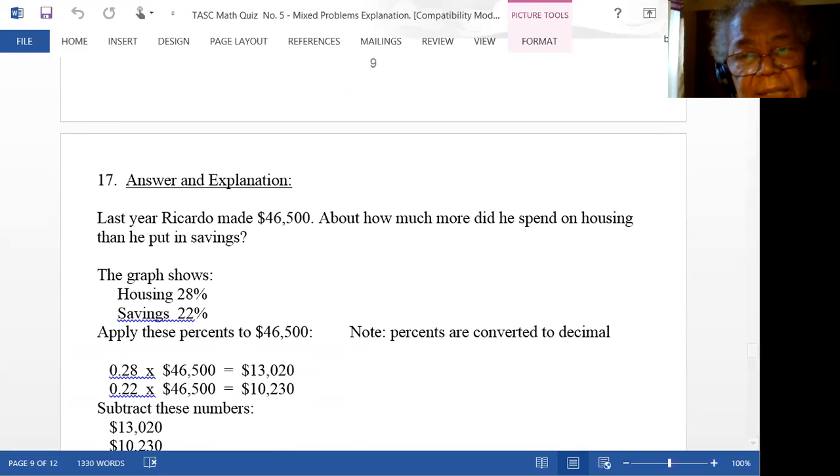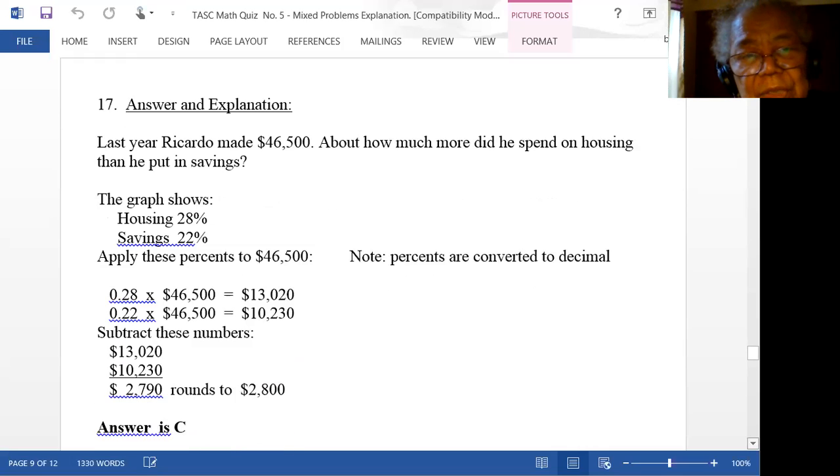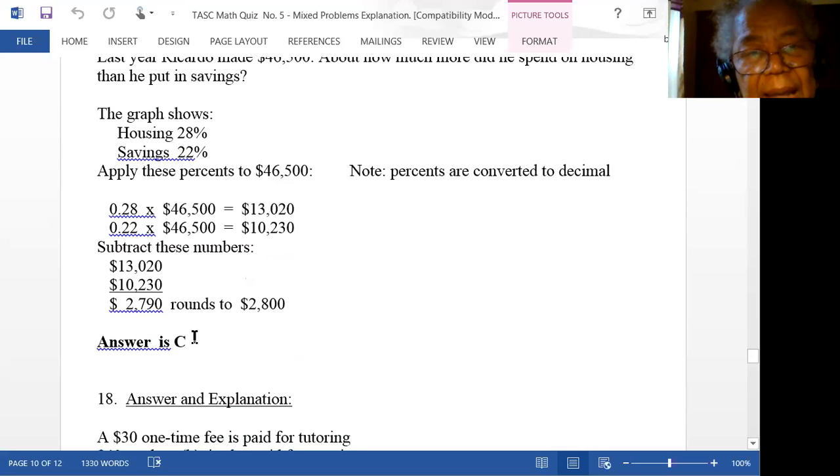If we subtract these, we get our difference. So that's what a difference is, the result of a subtraction. So we get 2,790, which rounds to 2,800, and that answer is C.